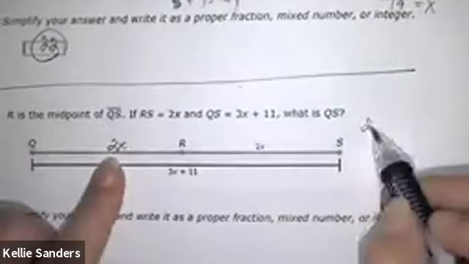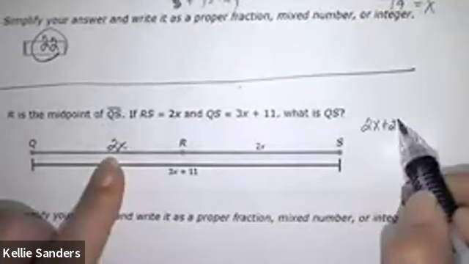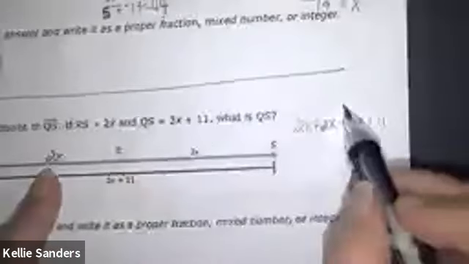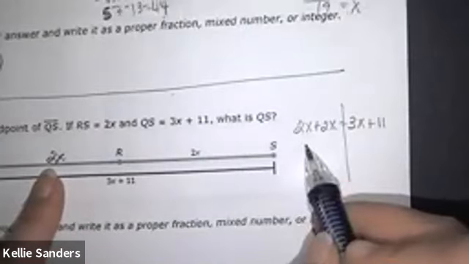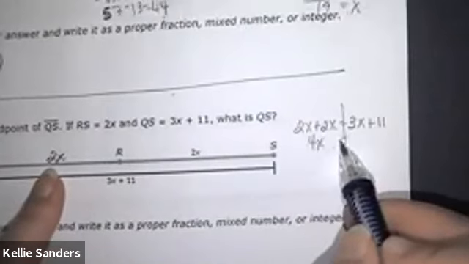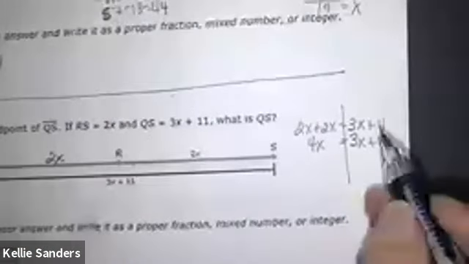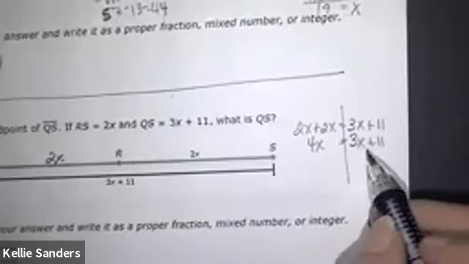Same. R is the midpoint. So if this is 2x, then this is 2x. So 2x plus 2x equals 3x plus 11. These are both like terms. So 2x plus 2x is 4x. There are no like terms over on the right, so there's nothing to put together.